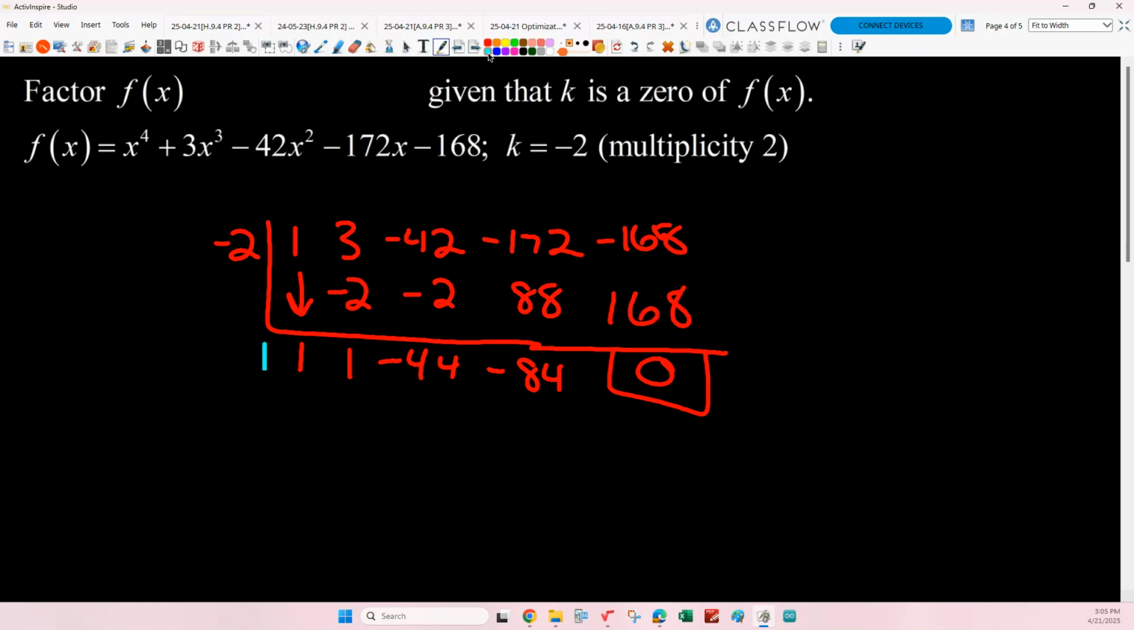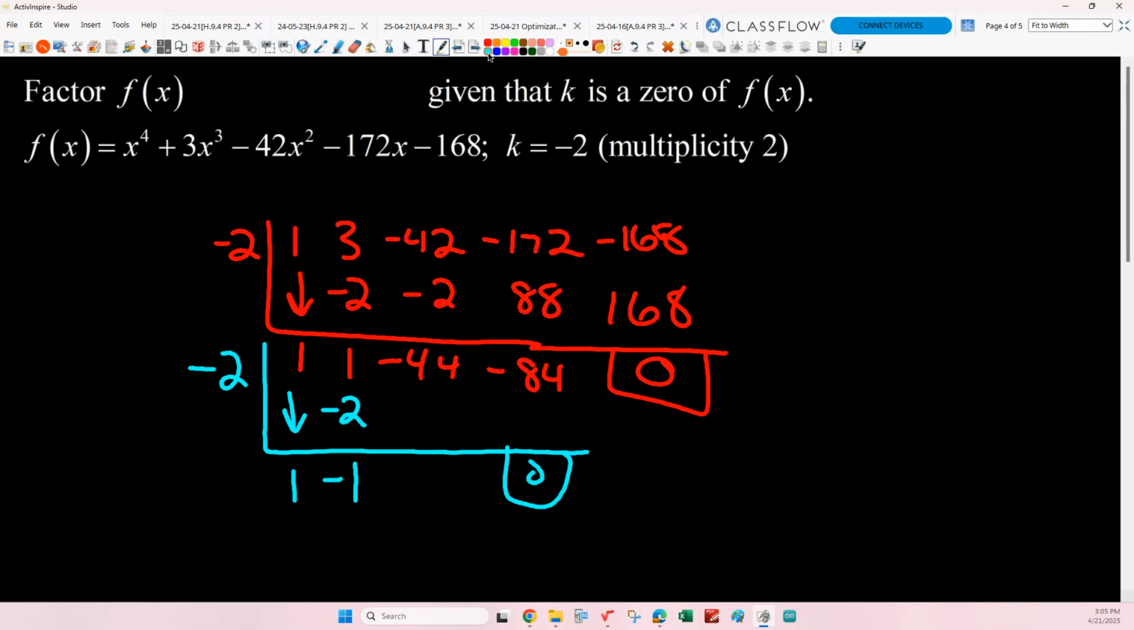So now we use negative 2 again because of the multiplicity of 2. So we drop down the 1. 1 times negative 2. Negative 2. 1 minus 2. Negative 1. Negative 1 times negative 2. Negative 44 plus 2. Negative 42. So then if we do negative 42 times negative 2, 84. Okay, what do I do from there?